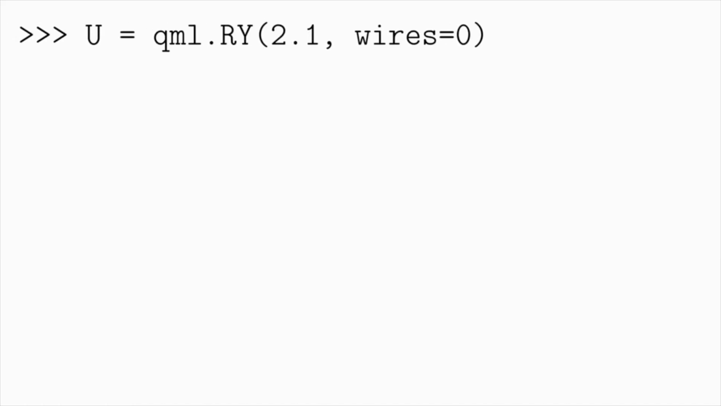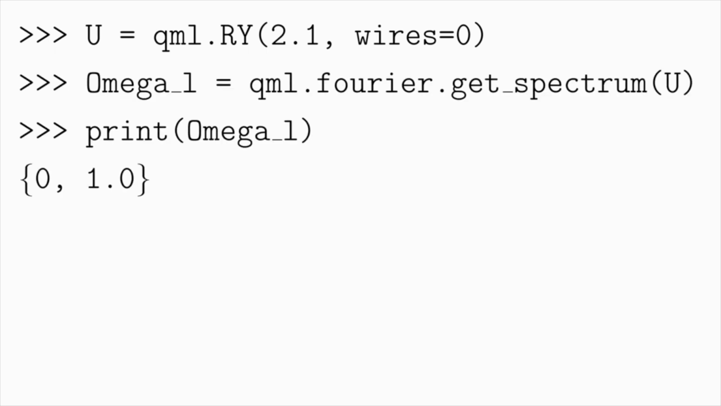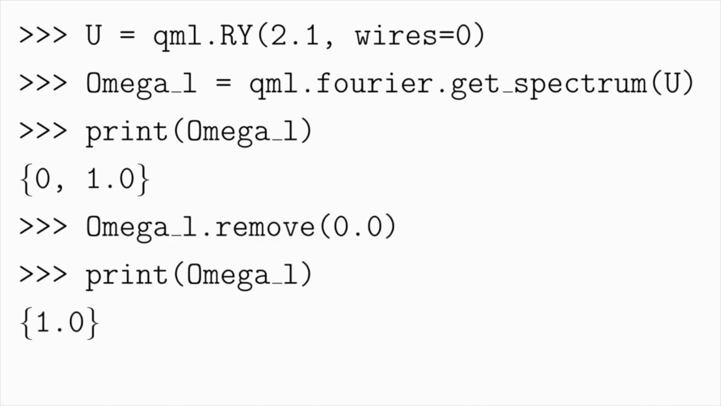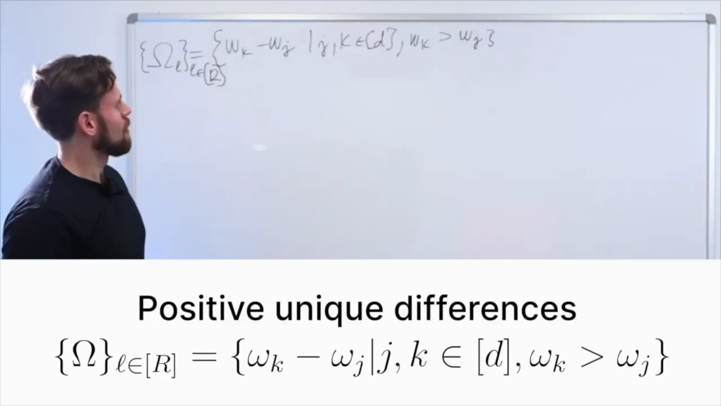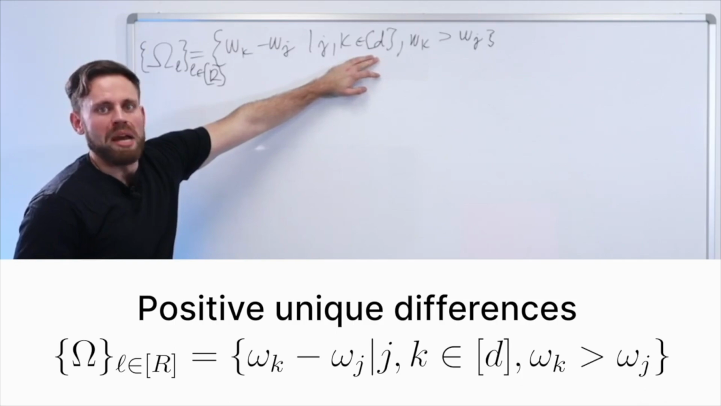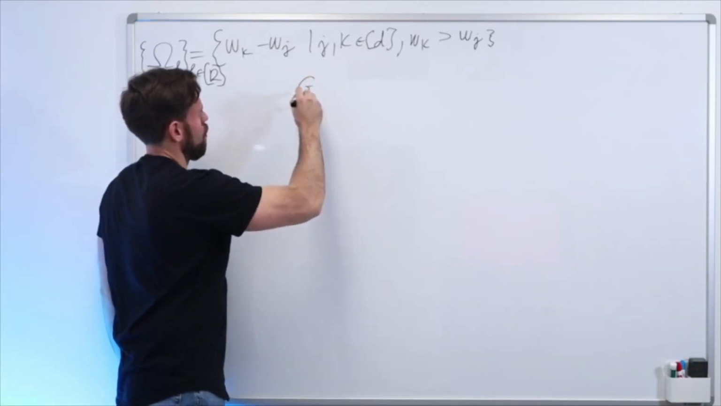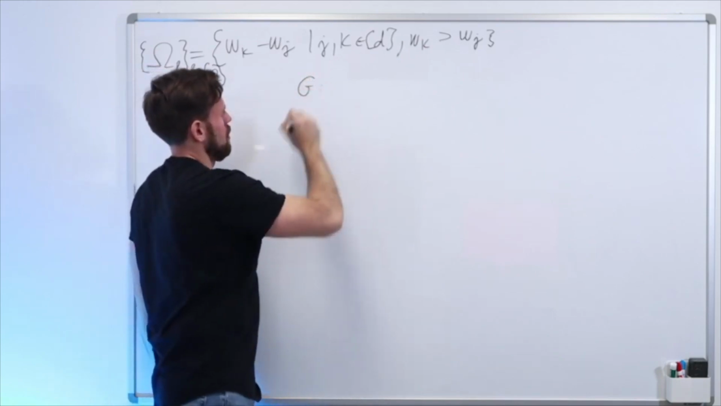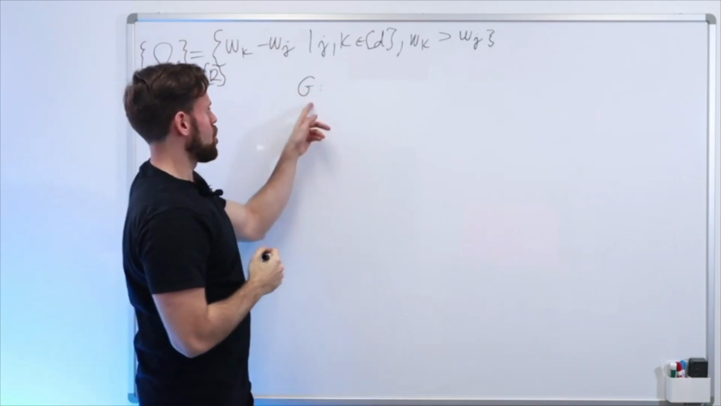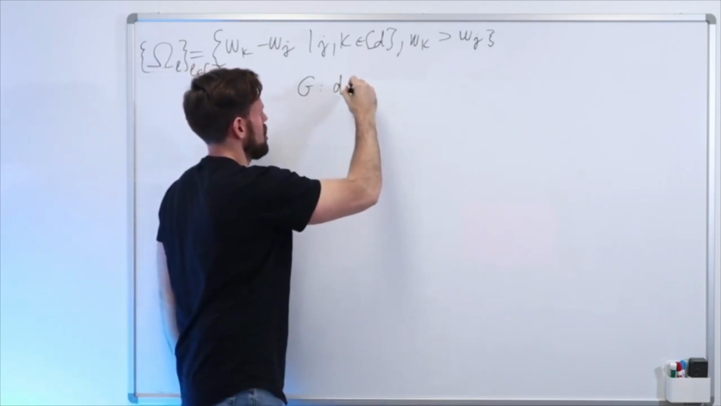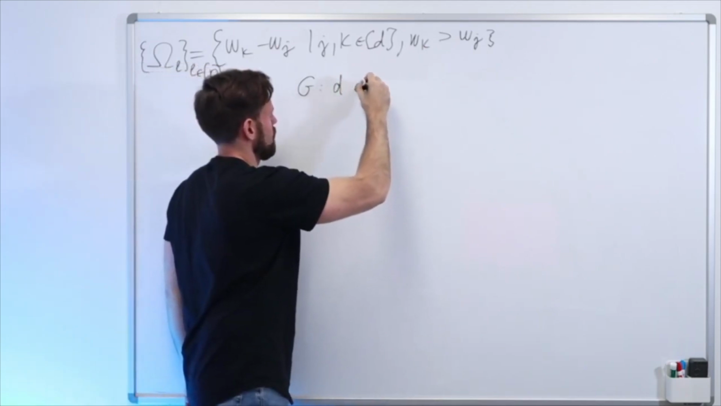You can actually calculate sets of positive unique differences like this in PennyLane by using a method in the Fourier module called getSpectrum. Just give it your operator and it returns the set of positive unique differences. 0 is also included in this set, but it can be easily removed. At this point, take a note of the magnitude of D. D, let's remind ourselves, was the number of eigenvalues that the generator G had. So G has D eigenvalues.